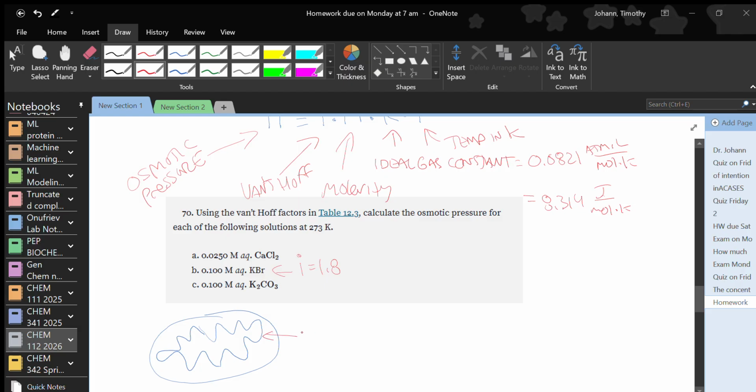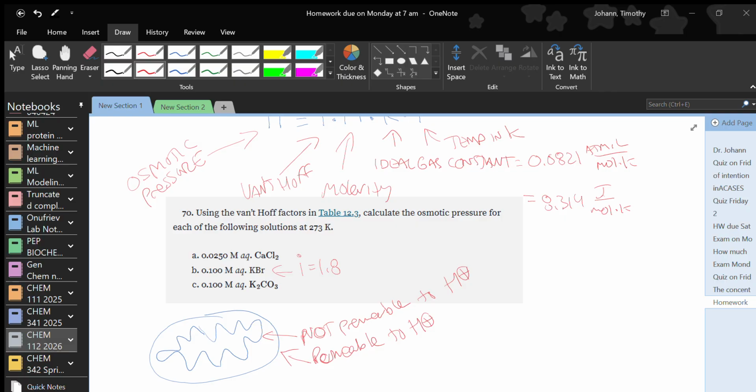This one is not permeable to H plus. And this one is permeable to H plus, and a lot of other stuff. It's permeable to fairly big stuff. So different membranes do different things. Can I answer it? Sort of. All right, so let's go ahead and have me solve this.